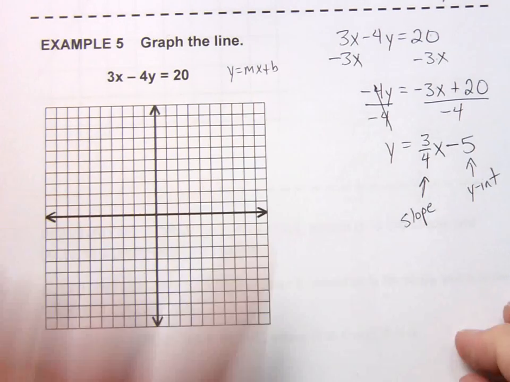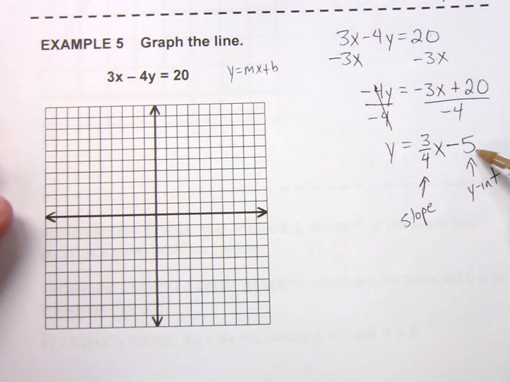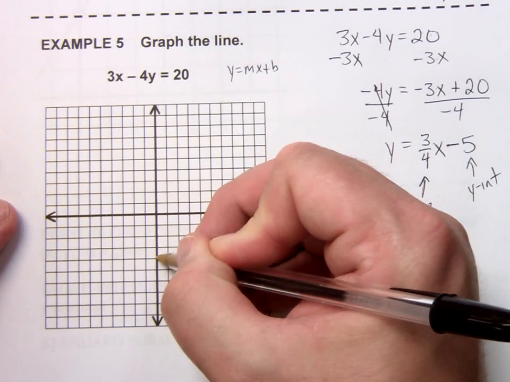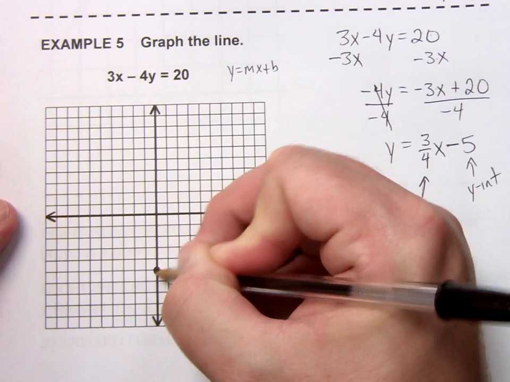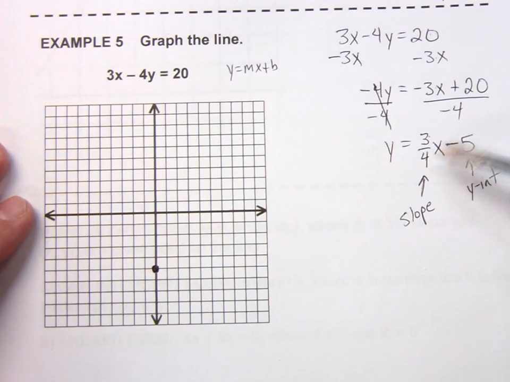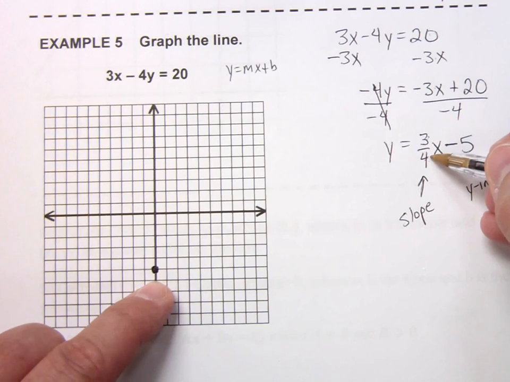So what we do is we use the y-intercept to plot a point. The y-intercept's at negative 5. So I come down here, 1, 2, 3, 4, 5. There's where y is negative 5 on the y-axis. That's our y-intercept. And then we can use the slope to find more points. Remember, slope is rise over run. So from that point I've already plotted, if I go up 3 over 4, I should be at a new point on the same line.